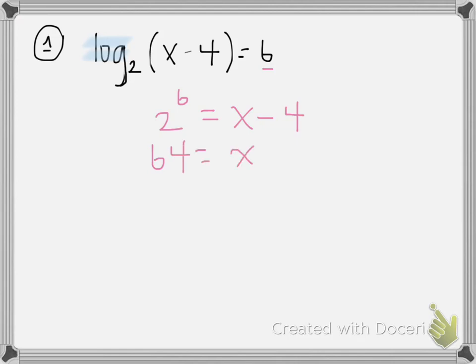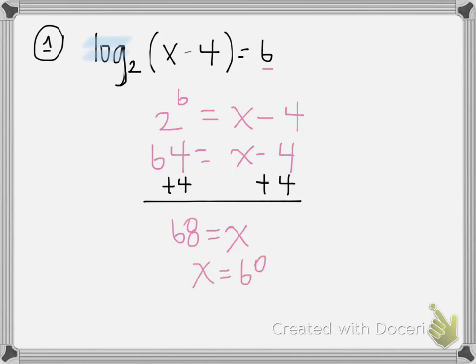So now you'll just solve. You'll add 4 to both sides, so you'll have 68 is equal to x. And if you were to plug that number in there, 68 minus 4, that's going to give you a positive number inside there. So we're good.